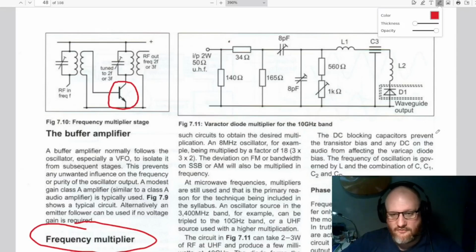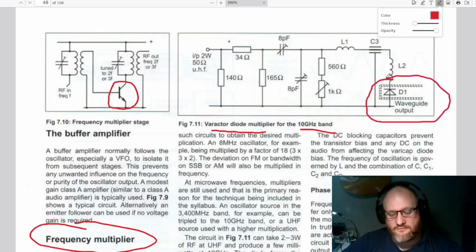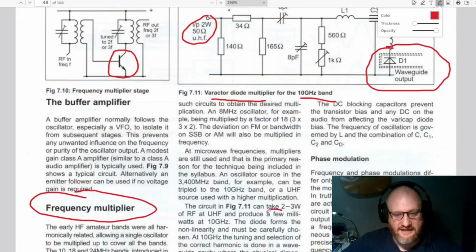Over here on the right, we've got a slightly different one. This is what's called a varactor diode multiplier for the 10 gig band, but it works broadly on the same principle, where we've got this device here, the diode, which is basically being driven into distortion, and that's going to again create nonlinearities and create harmonics. And in this case, we're on 10 gigs, where it's much more practical to use waveguides for selecting the desired output. And what's quite interesting about this circuit, as the manual talks about, you have sort of 2 watts of input at UHF, and it generates a few milliwatts at 10 gigs.